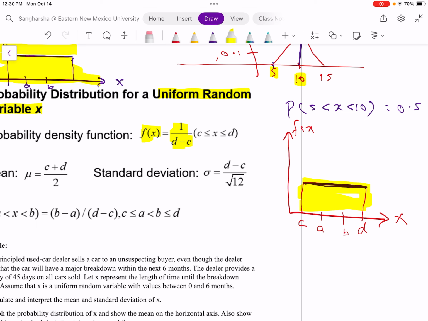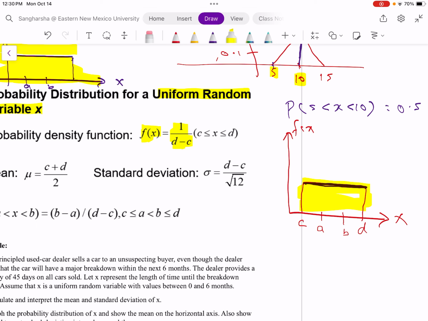So you should know how to find the function. Once you find the function, you plot that function. You find the graph of that function, and once you have the graph of a function, you can tell whether the random variable is uniform or not.